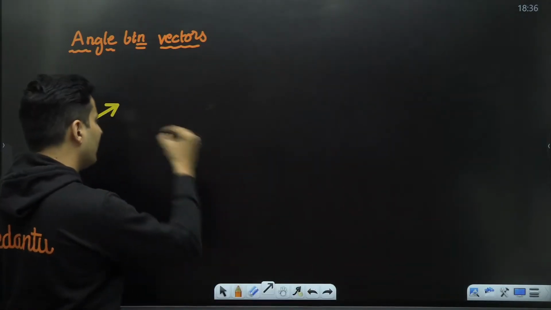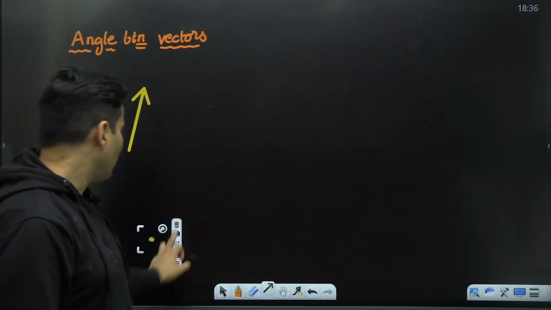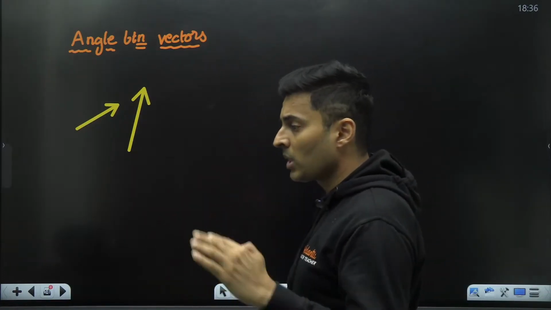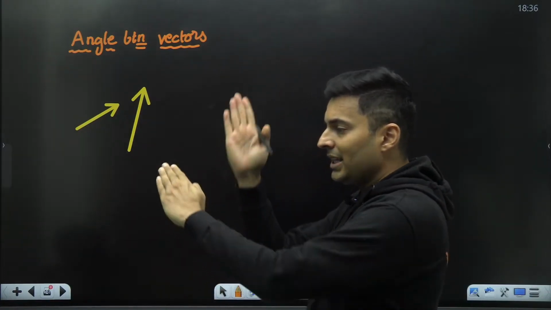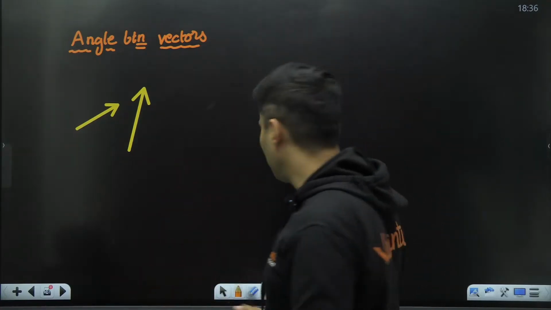Okay, it could be anywhere, it really doesn't matter. Some two vectors are there, and I want to measure the angle between the two vectors. What do you need to do? Always join their tails, or make their heads coincide with each other.